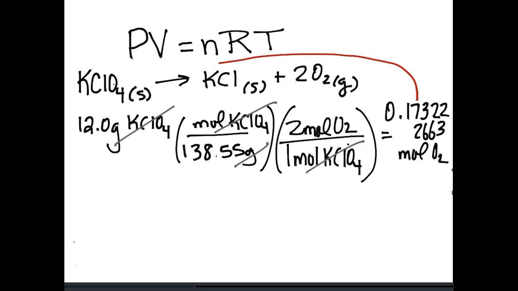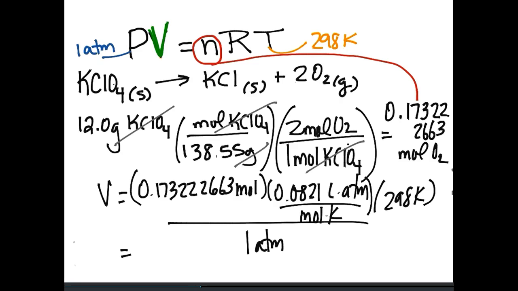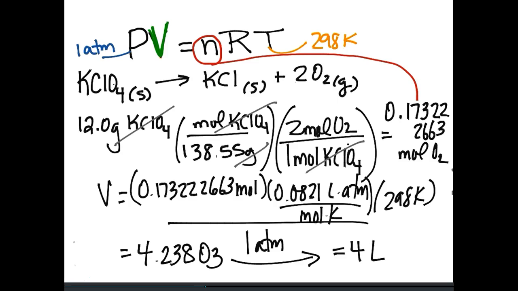We're going to use that in the ideal gas law, along with the other values we're given in the equation. And we're going to solve for V. So in this case, volume, you plug all the numbers in, and you end up getting 4.23803 liters. We're going to round that to 4 liters. That just has one significant figure because the pressure was given with just 1 sig fig. I probably should have thought twice about that, but I didn't.